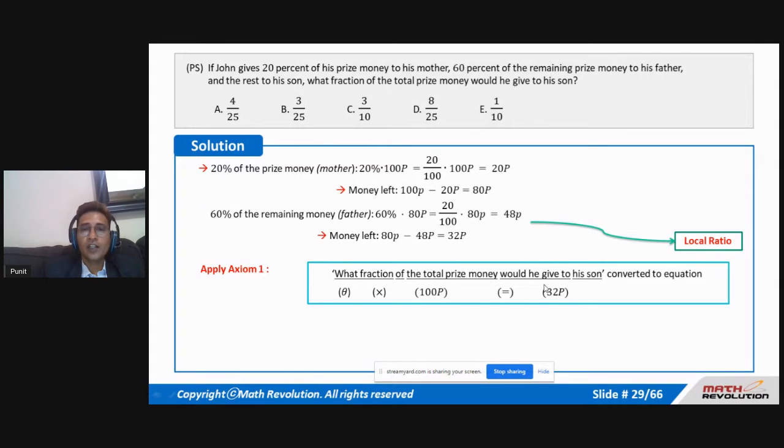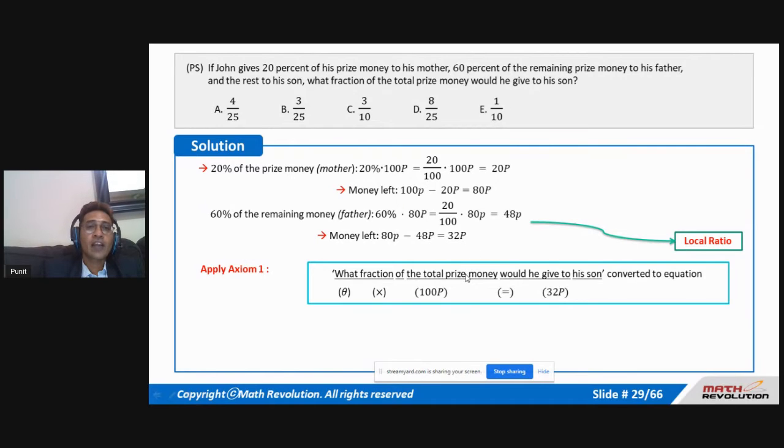What fraction of the total prize money would he give to his son? Let's convert this into an equation. What stands for a symbol theta. Fraction is all about multiply. Of is multiply. So what fraction is theta. Of is multiply. Total prize money was 100. Would he give, so that becomes equal to, and his son. To his son, he will give 32p.